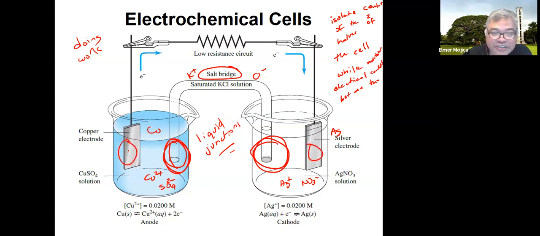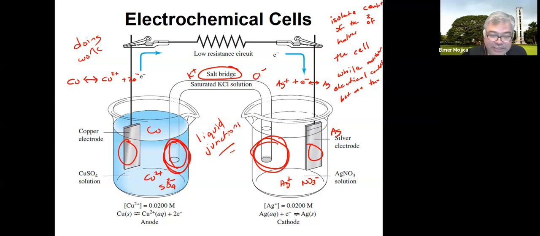What's the reaction that you have here? That is the half reaction as we know it in Gen Chem. So what's the reaction here? Copper producing copper 2 plus and 2 electrons. And here you have silver ion reacting with electrons to produce silver.